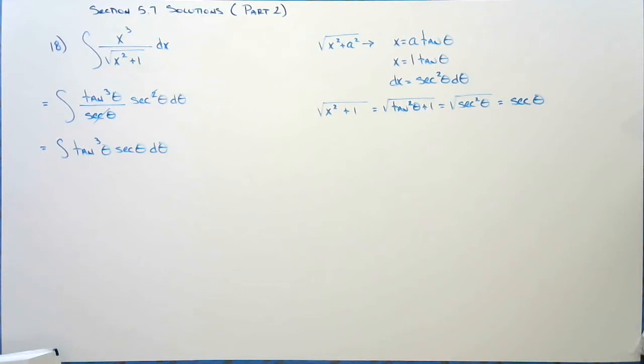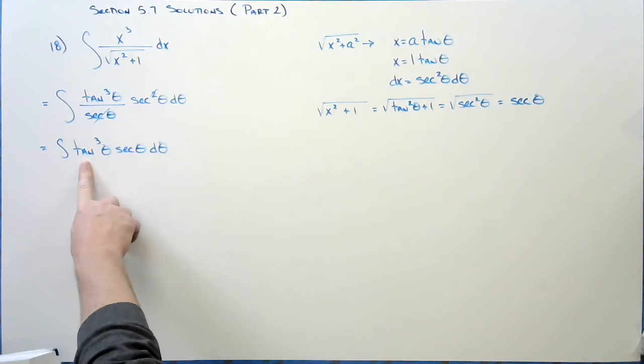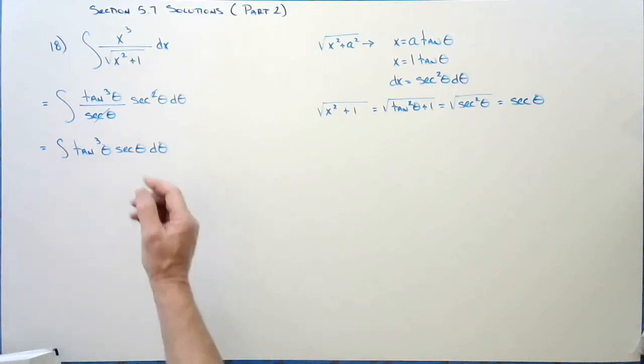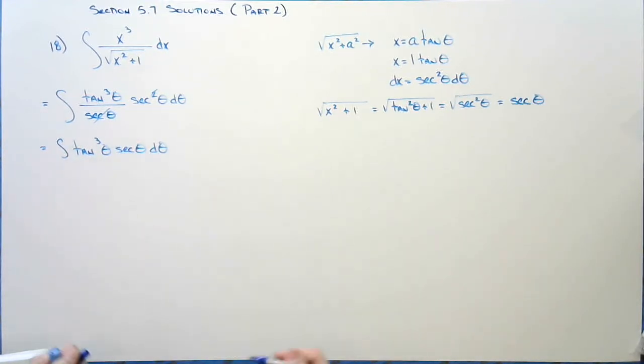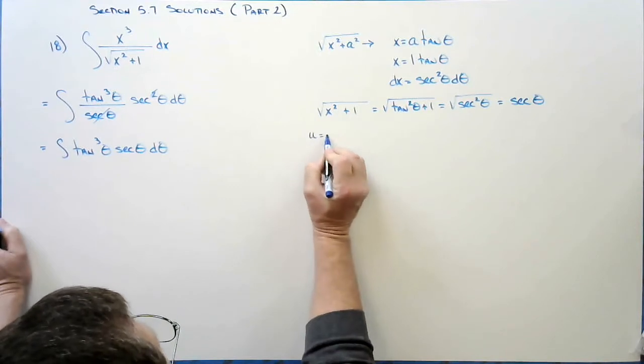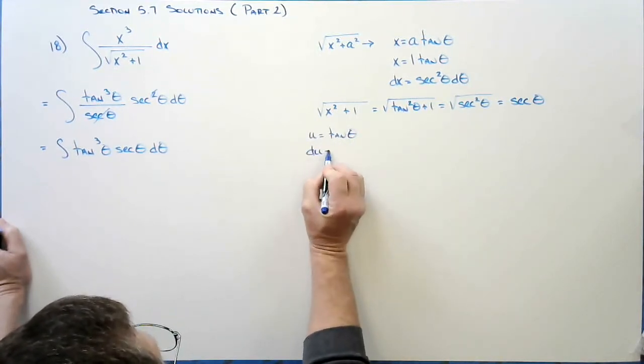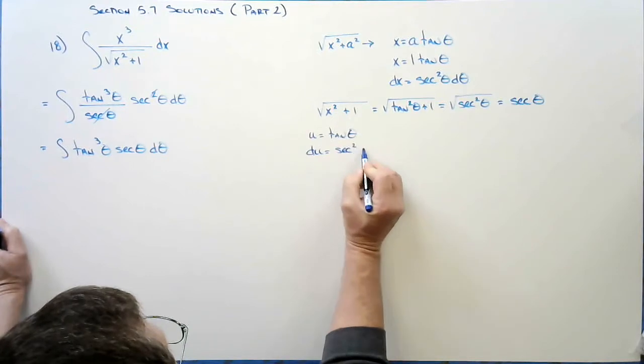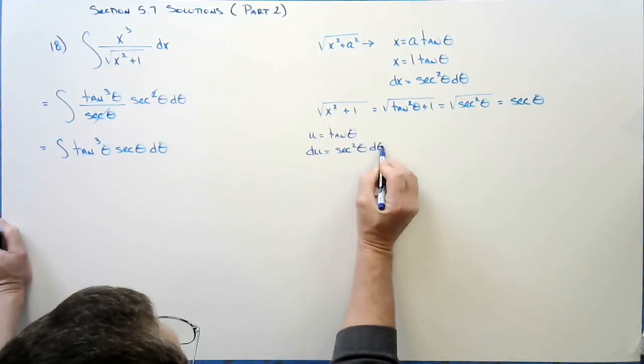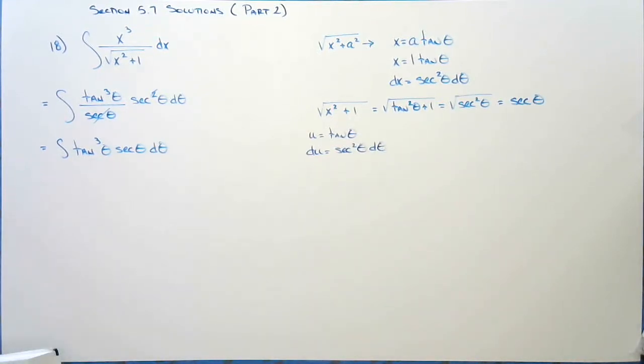Now, what are we going to do from here? Well, it's not a straight up u substitution, because say we let u equal tangent of theta. We'll just do a u sub. I'm going to let u equal tangent of theta. Well, du is secant squared theta d theta. We don't have a secant squared. We only have secant to the first power. So we could try that, but that unfortunately doesn't work.